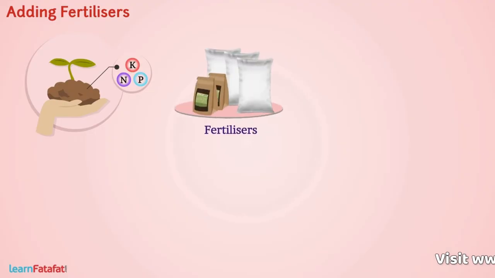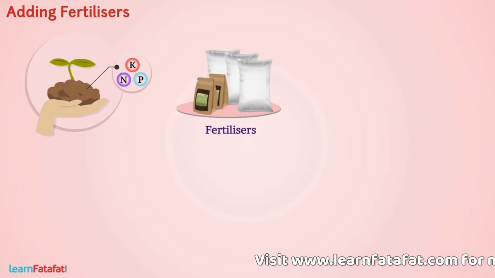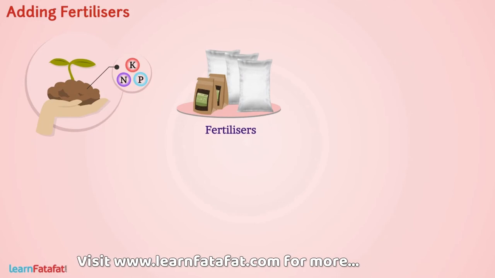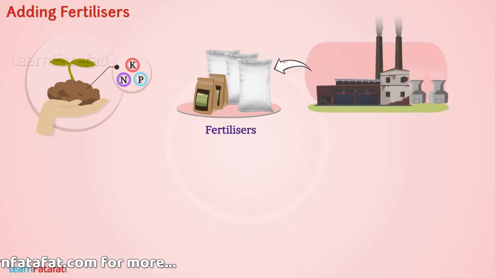Adding fertilizers. Another way of enriching soil with nutrients is by use of fertilizers. Fertilizers are chemical substances produced in chemical factories and are rich in particular nutrients.